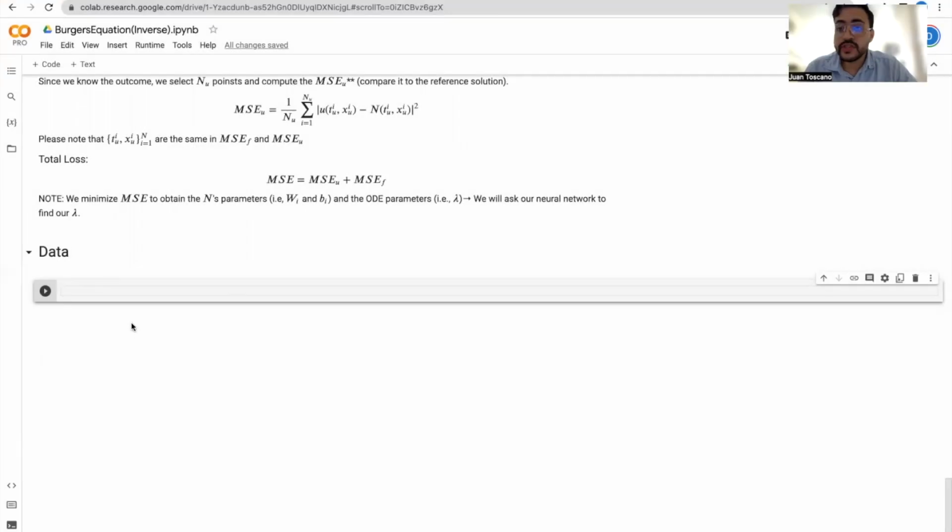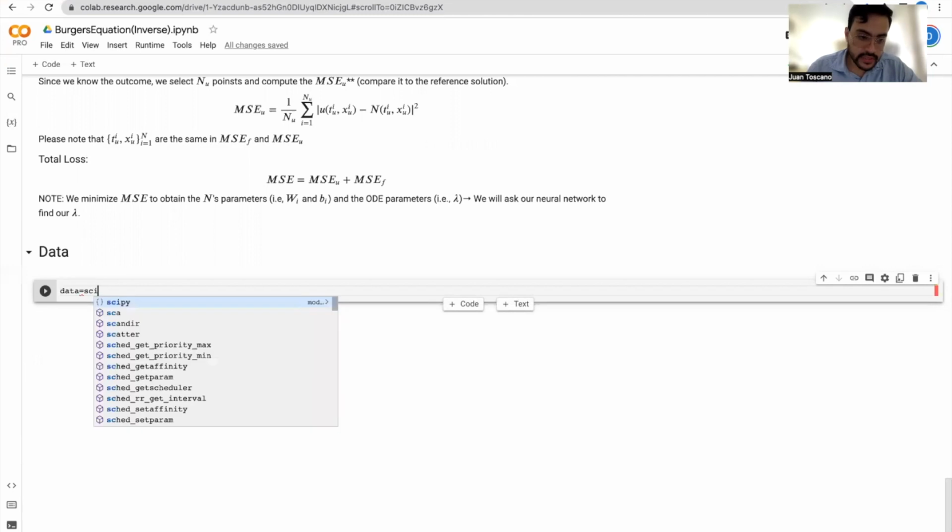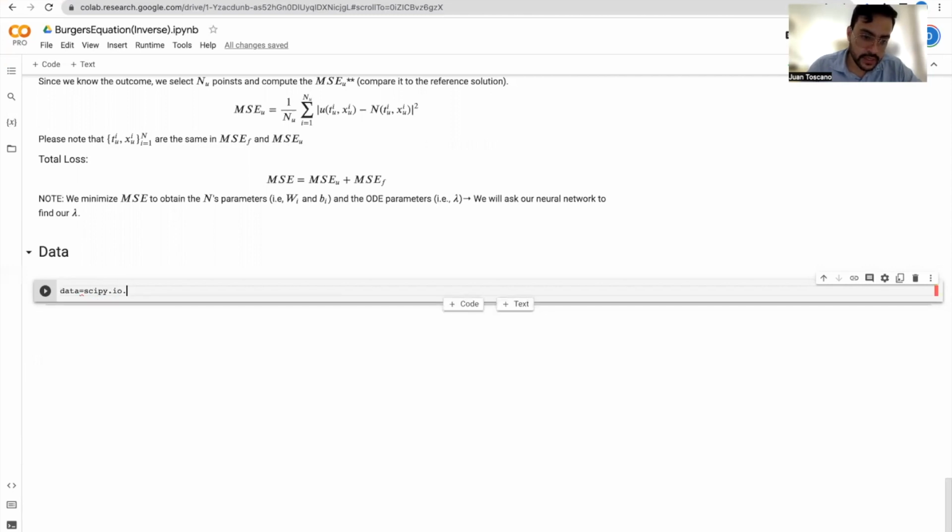Okay, let's import and visualize the data. So we could go with data equals scipy.io.loadmat.